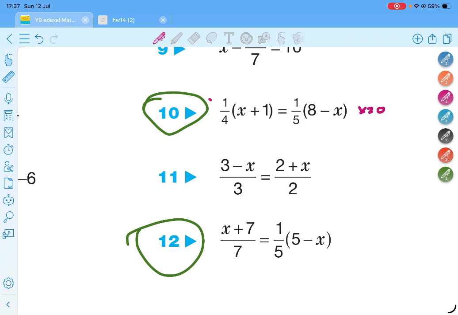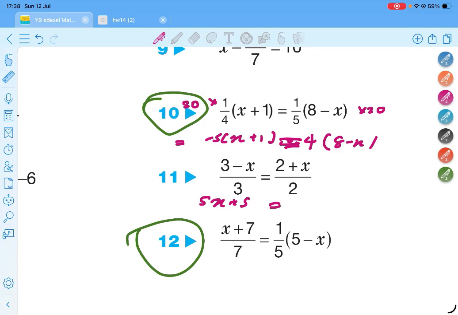This side can be multiplied by 20, this side can be multiplied by 20. Then I can obtain 5x plus 1 equal, this can be simplified, 20 over 5 means 4, 8 minus 6, right? Then I can simplify the left side again, 5 times x plus 1, no? That means 5x plus 5 equal, then 4 times 8, 32, 4 times minus 6, minus 4x.